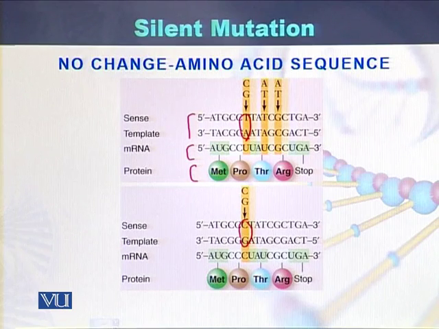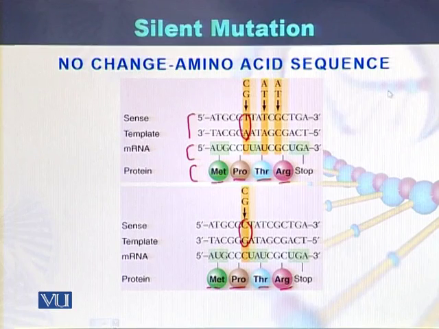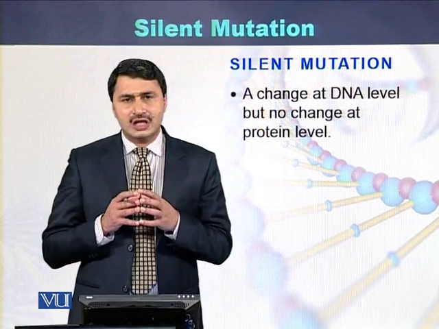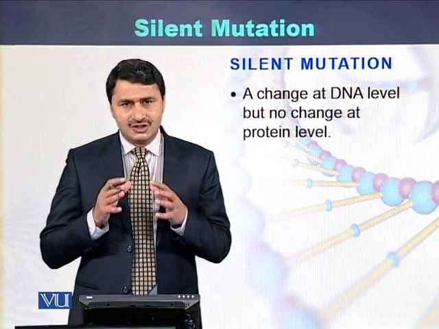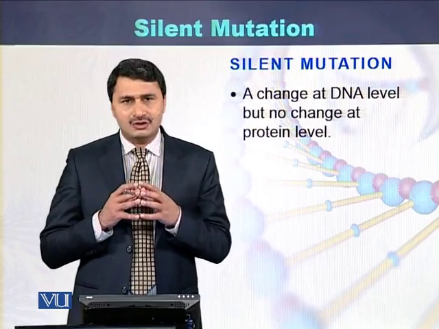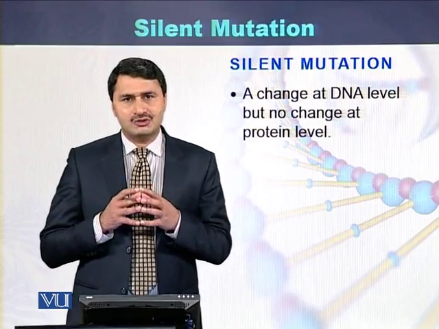But when we see the sequence of the protein, that is methionine, proline, threonine, arginine, there is a change in the sequence of DNA, but the amino acid sequence remains the same. We see the same sequence of amino acids: methionine, proline, threonine, and arginine. We can see that there is a change at the DNA level, but there is no change at the protein level. So silent mutations are those mutations in which there is a change at the DNA level, but there is no change in the amino acid sequence of the protein.